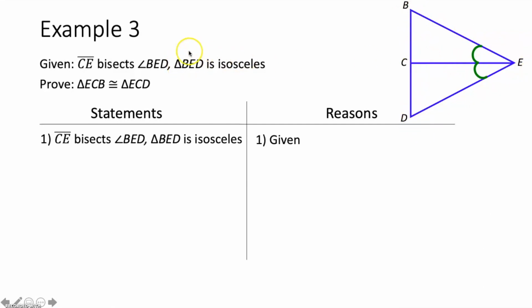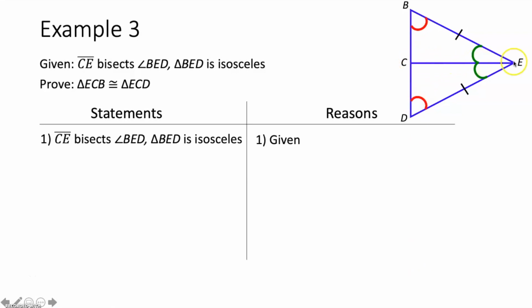We also know that triangle BED, the whole big triangle, is isosceles, meaning that these two sides, segment BE and segment DE, are going to be congruent to each other. And that's just the definition of isosceles triangle. We also know that if you have an isosceles triangle, the two angles that are opposite those congruent sides, the base angles, must be congruent by the isosceles triangle theorem.